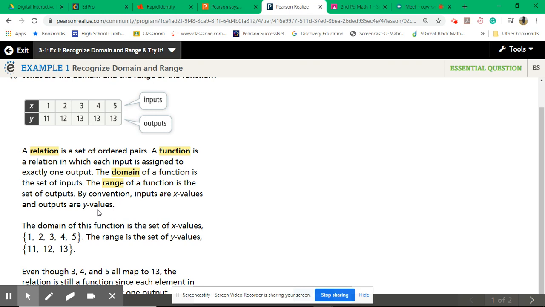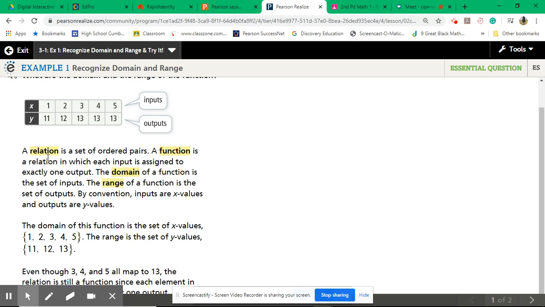It's like if you have a job, right? You work, you get paid $10 an hour. The more hours you work, the more you get paid. Okay, so your input is your hours, and your output would be your paycheck. So that's what a function is.